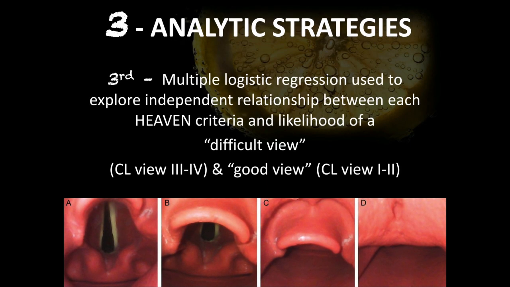And number three, looking specifically at a multiple logistic regression using independent relationships between each of the HEAVEN criteria and the likelihood of a difficult airway. Again, looking at Cormack-Lehane 3 and 4 versus a good view, or a Cormack-Lehane 1 and 2.